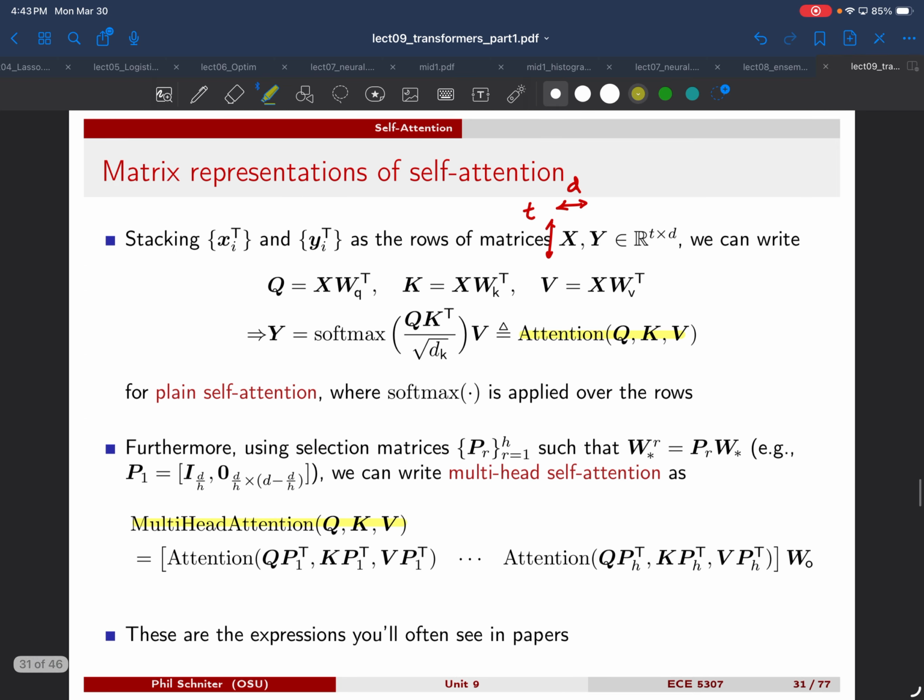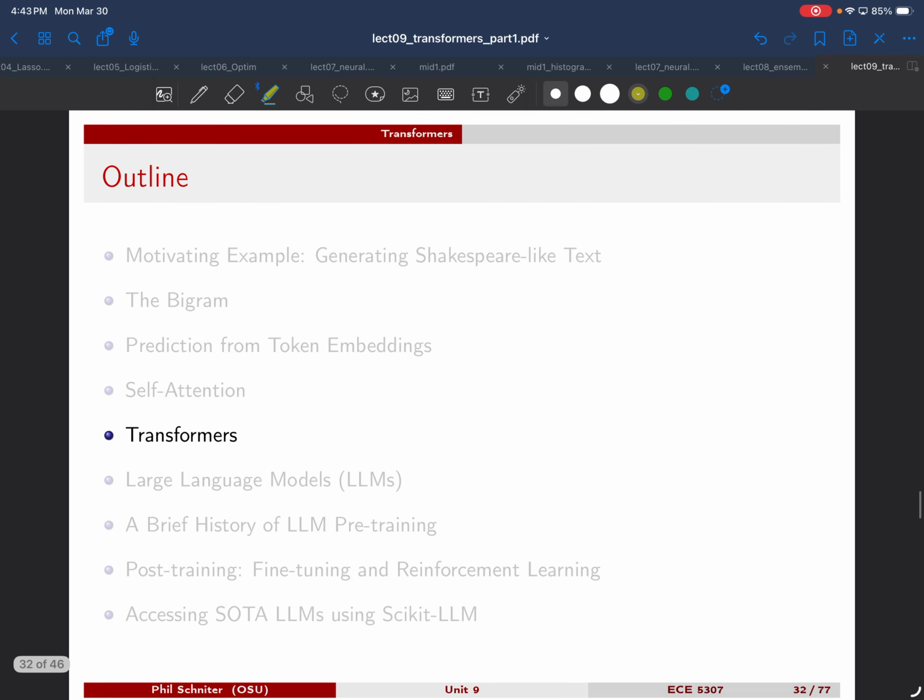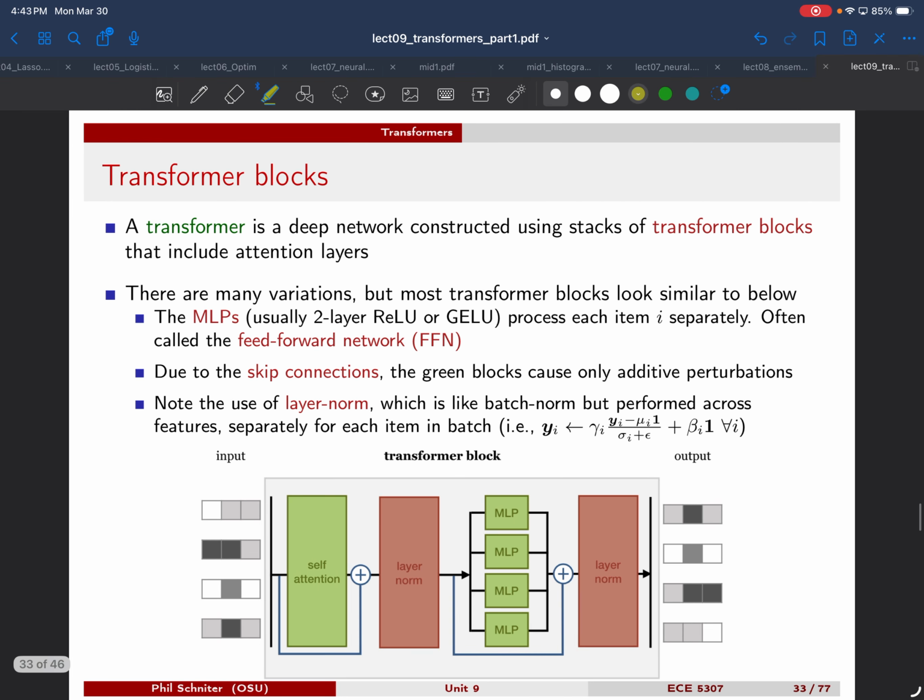Okay, so any questions on attention? Okay, so now we know about attention. So what are transformers? So basically, generically, a transformer is some sort of deep network constructed using stacks of usually identical blocks, and those blocks include attention layers. Now, there's different ways that they can manifest, but the one we have pictured below is a very common version of this.